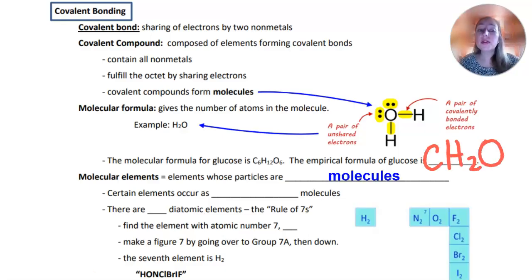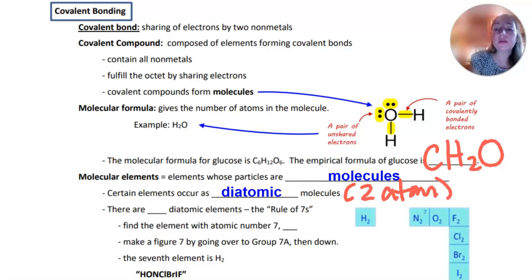Okay, so molecular elements are elements whose smallest particles are molecules. Certain elements occur as diatomic molecules. These are so important. Di for two, atomic for atom. So these are two atom molecules. Let's even write that down. Two atom molecules. There are 7 diatomic elements.